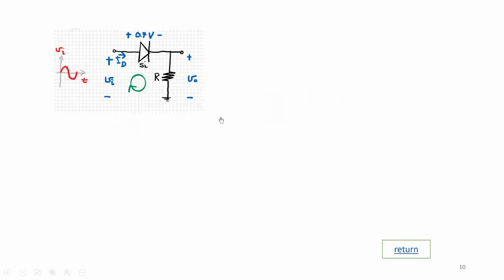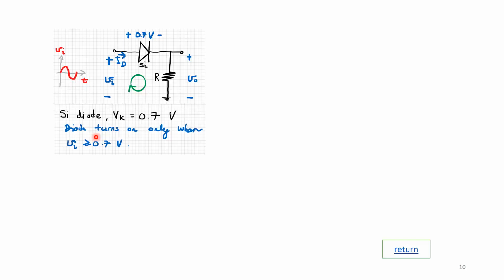Now I'm going to analyze the circuit that we had just now, with the silicon diode forward biased with the resistor R. We're going to input the circuit with a sinusoidal voltage signal. So when the silicon diode VK is 0.7 volts, the diode turns on only when Vin is equal to or greater than 0.7 volts.